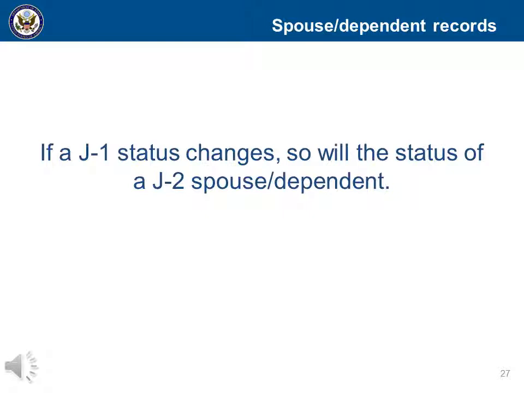In summary, we just discussed changing exchange visitor records to invalid, no-show, and terminated statuses. Please note, any changes made to a J1 exchange visitor status will automatically be mirrored by the J2 spouse or dependent's record. So if a J1 status changes, so will the status of the J2 spouse or dependent.